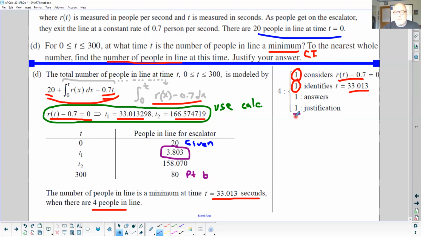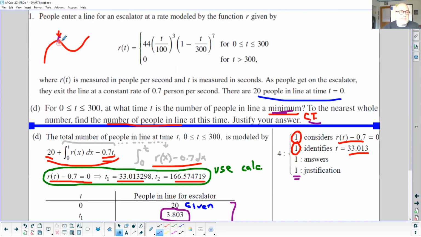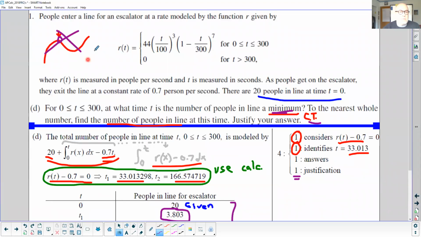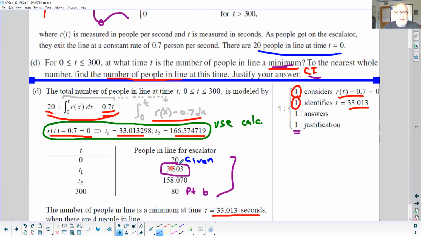This justification point is always tricky. If you look for absolute minimums and maximums and you just do a candidate test and you do a table or a chart or something like this, you're going to get all that credit. If you didn't do this and you just said, okay, well, there's a maximum at 33.013 because the derivative or these rates change from positive to negative, therefore giving you this maximum like this here. I'm sorry, this would have been reversed to minimum. So it's really not looking like this, it would have been looking like this. But then this is the absolute minimum because it's 3.803 people that are in line.